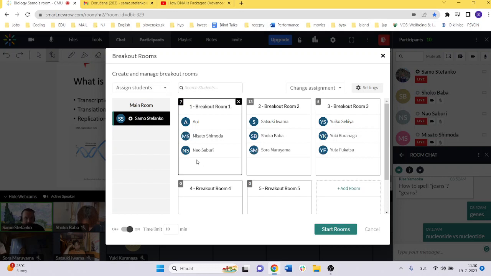Aoi, Misato, and Nao, you are going to check and research transcription. Satsuki, Shoko, and Sora, you are going to check translation. Yuiko, Yuki, and Yuta, you are going to check replication. Guys, familiar so far? Can we start? Perfect. If there are no questions, we can start.